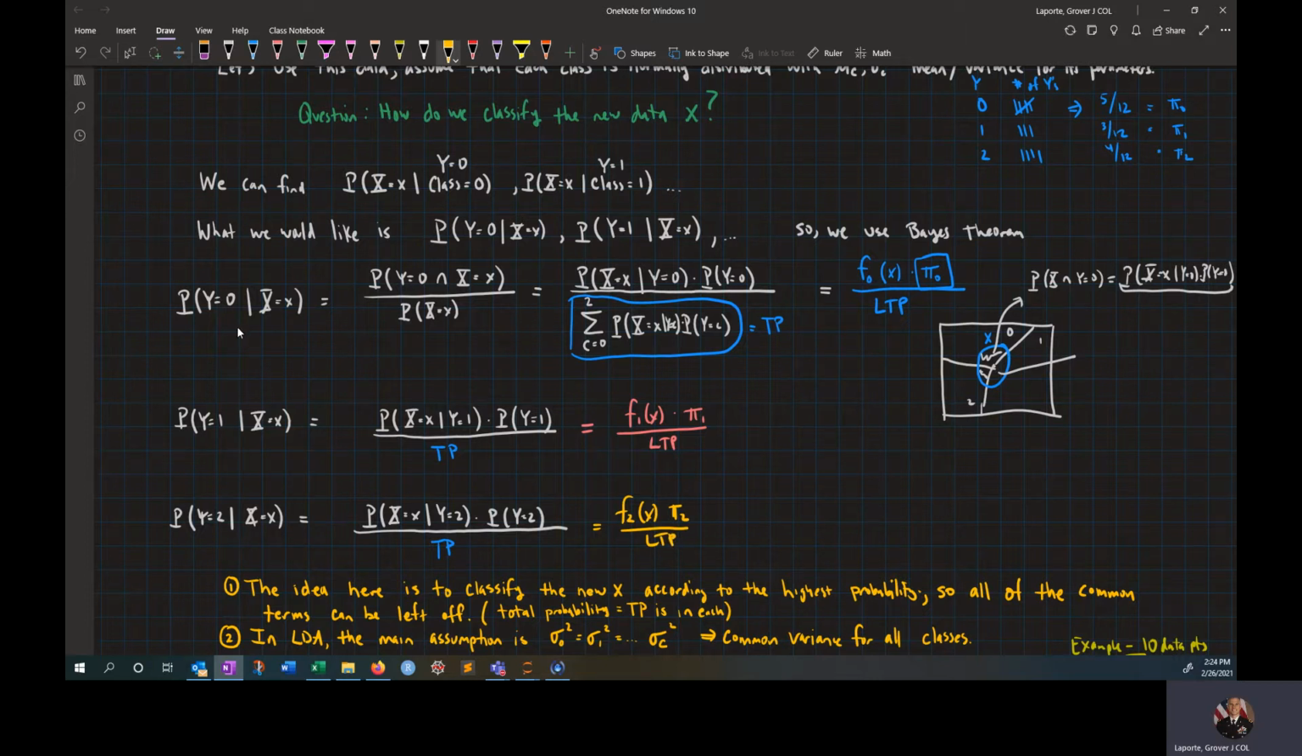So the deal is, once I find the probability of y equal to 0 given x equal to x, and 1 and 2, then I have some sort of estimate for the probability.